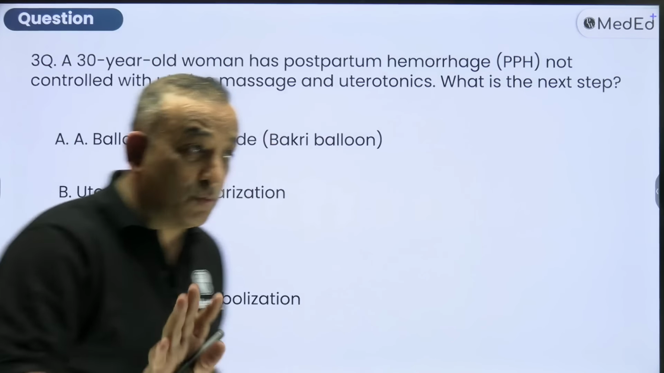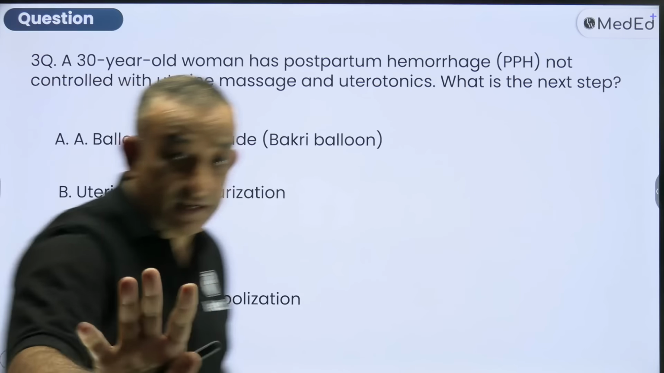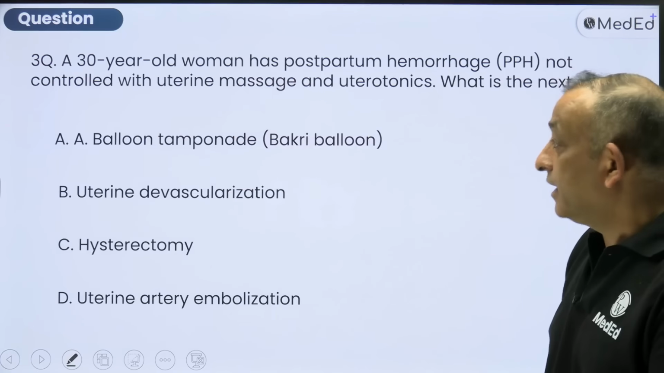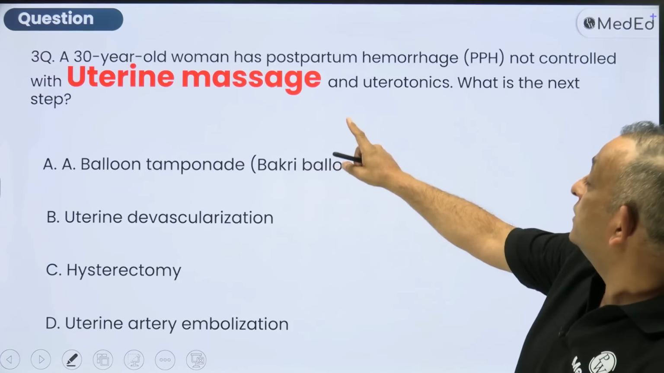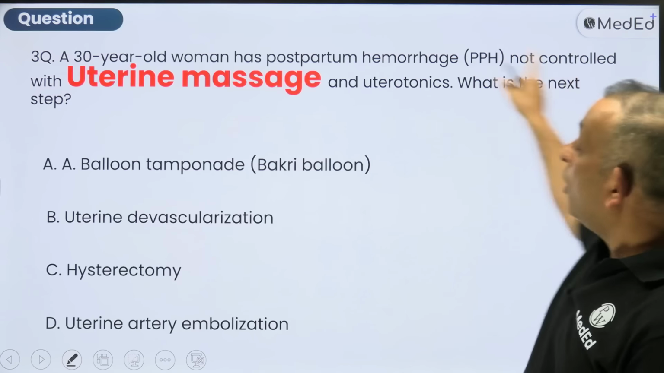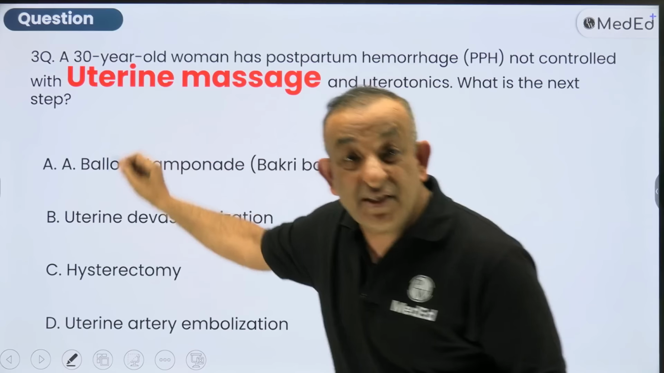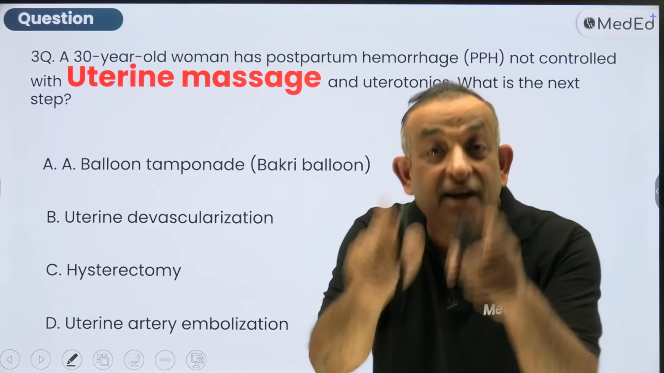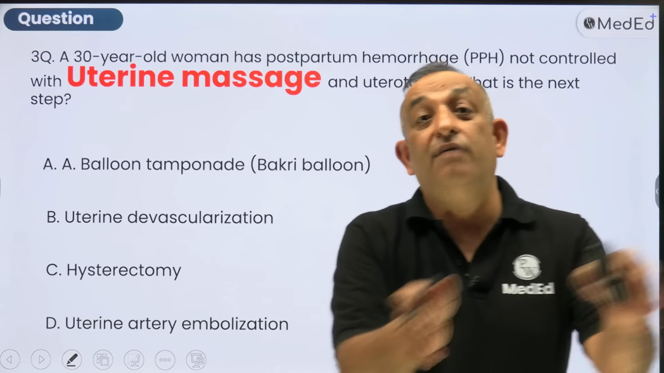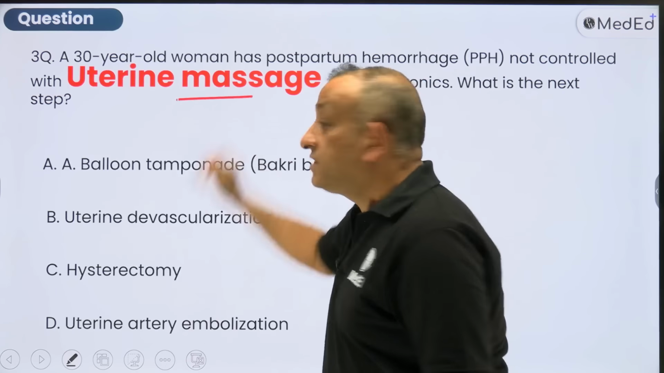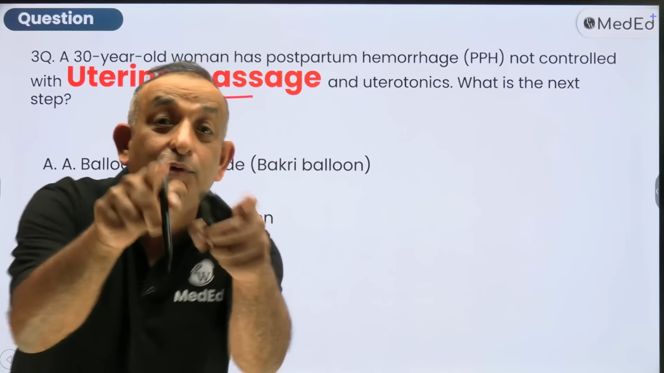Wait. This question is better read this way. Wait a minute, I'll change the format. Look, 30-year-old woman, postpartum hemorrhage, not controlled with uterine massage. You have done uterine massage, and if it doesn't work, you have to do the next thing. Uterine massage you have to do.